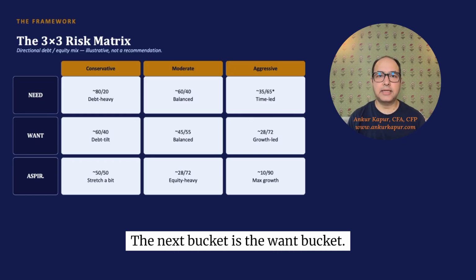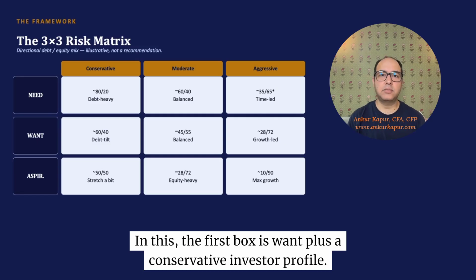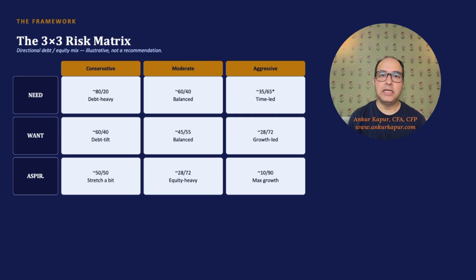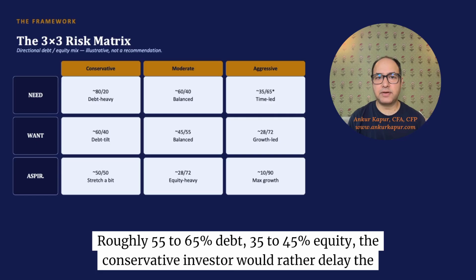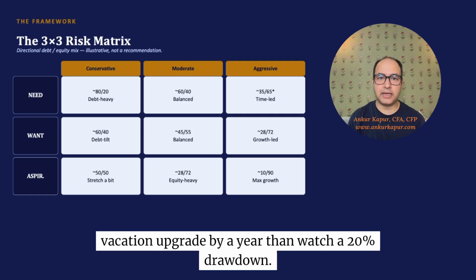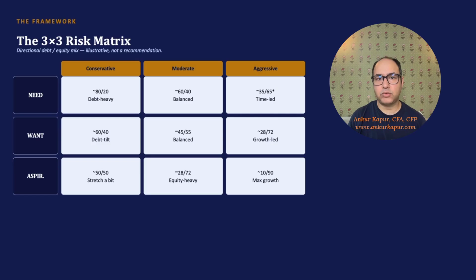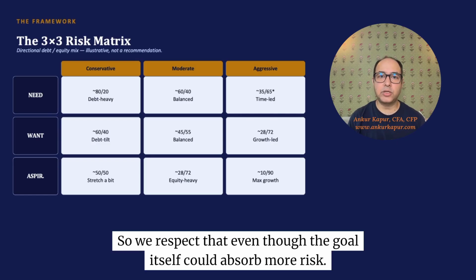The next bucket is the want bucket. In this, the first box is want plus a conservative investor profile. Even though the goal is flexible, the investor's temperament still leads here. Roughly 55 to 65% debt, 35 to 45% equity. The conservative investor would rather delay the vacation upgrade by a year than watch a 20% drawdown. So we respect that even though the goal itself could absorb more risk.